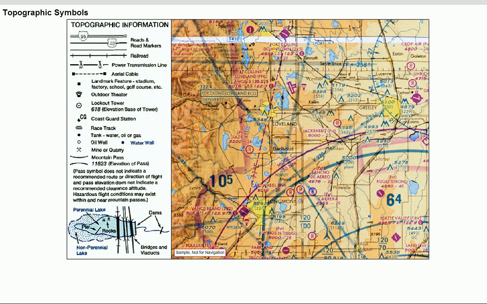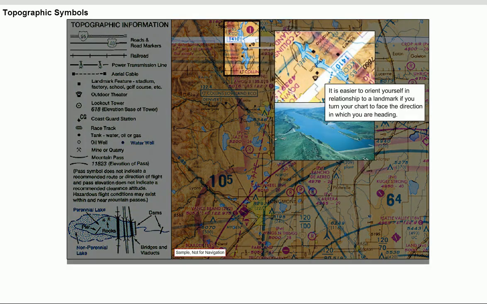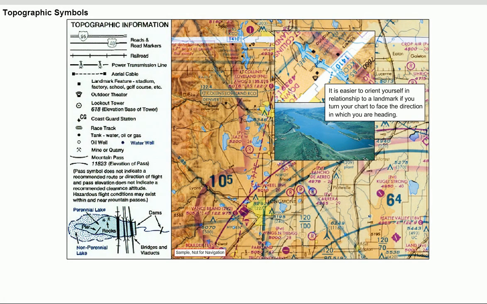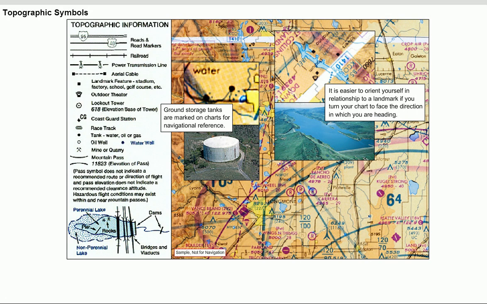You can use the topographical information symbols on sectional charts to identify the locations of natural and man-made features, such as lakes, rivers, railroads, roads, and highways. These symbols serve as excellent reference points for navigation. You will find it easier to orient yourself in relationship to a landmark if you turn your chart to face the direction in which you are heading.